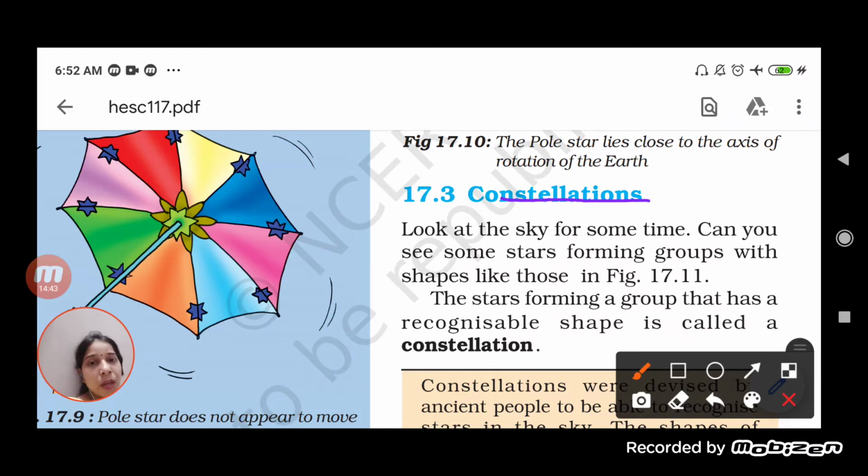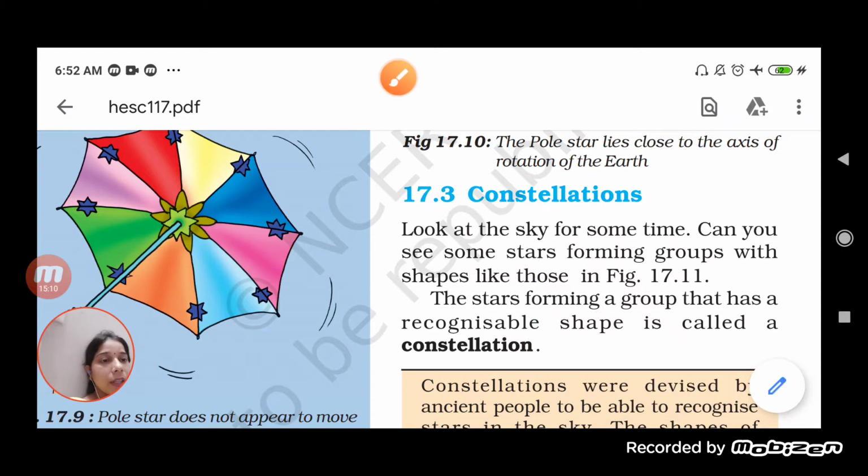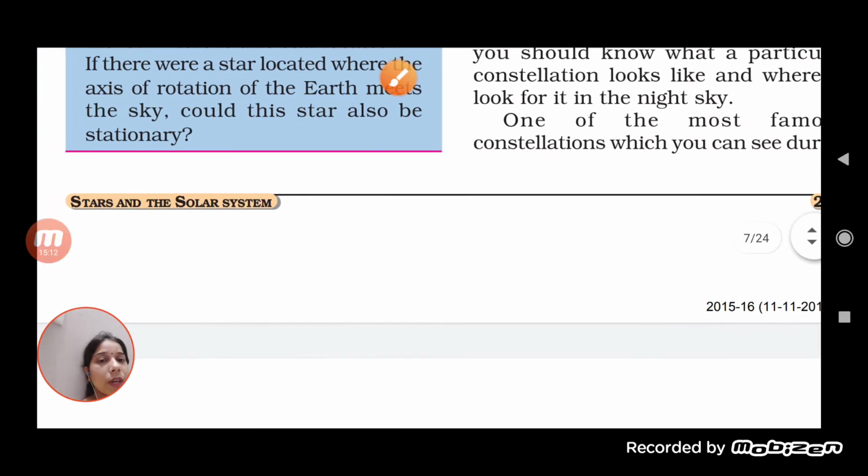Constellation, what is a constellation, students? So basically a constellation is a group of stars. The group of stars which forms a recognizable shape is called a constellation. See here, when you look at the sky for some time, can you see some stars forming a group with the shape which is given in figure 17.11.